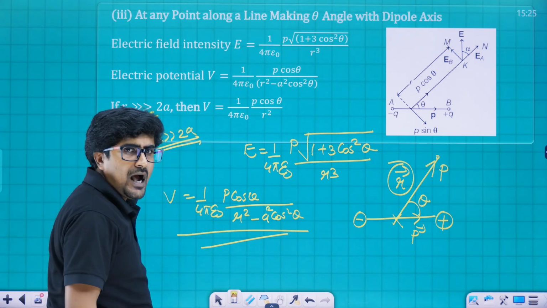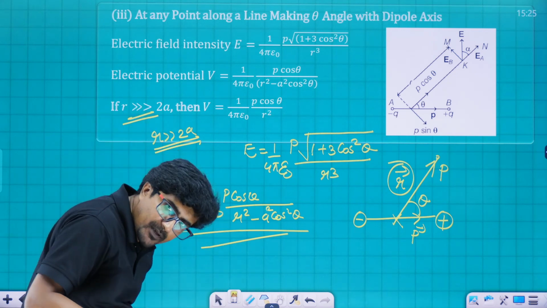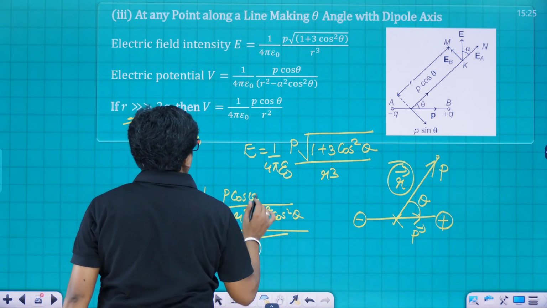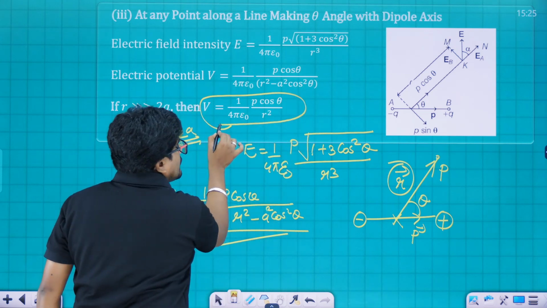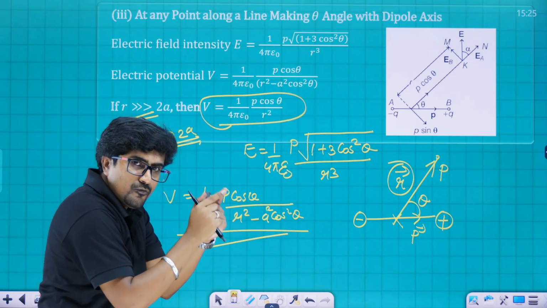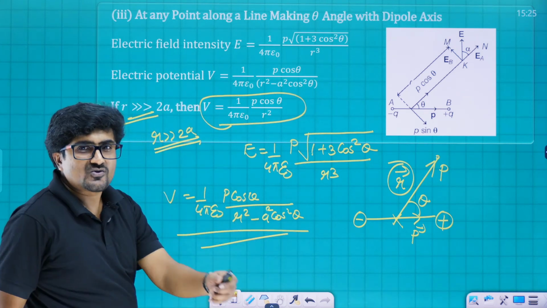Again, you know that r square minus a square or r square plus a square is going to be r square only, so you can have a modified version as V is equal to 1 divided by 4 pi epsilon naught, P cos theta divided by r square in that case.